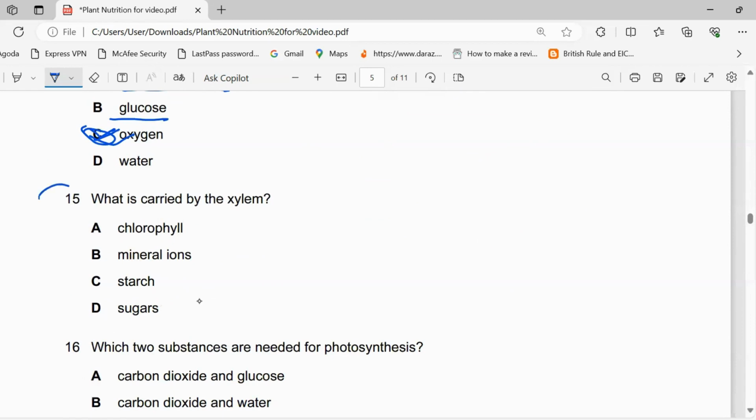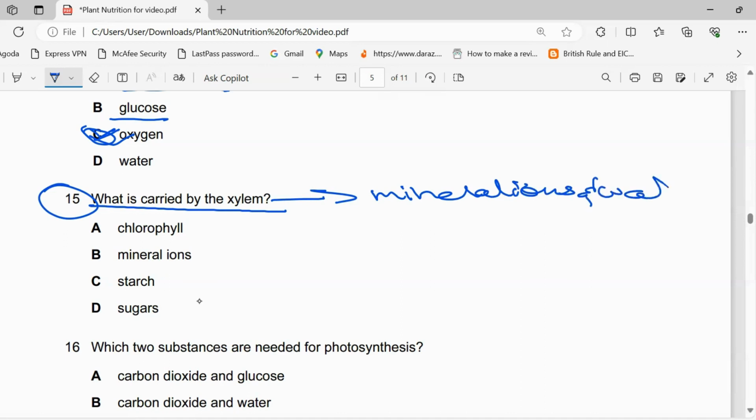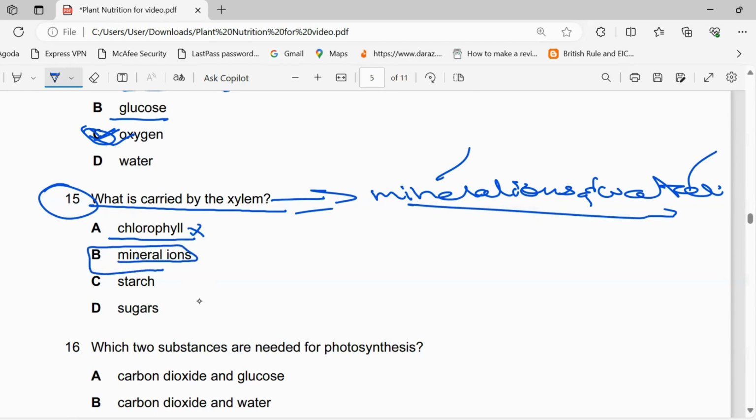Now let's go to question 15. What is carried by the xylem? Xylem basically carries mineral ions and water, so any option with mineral ions or water will be correct. Chlorophyll is wrong. In part B, you can see mineral ions, and we know that xylem vessels carry mineral ions. So hence B will be the answer.